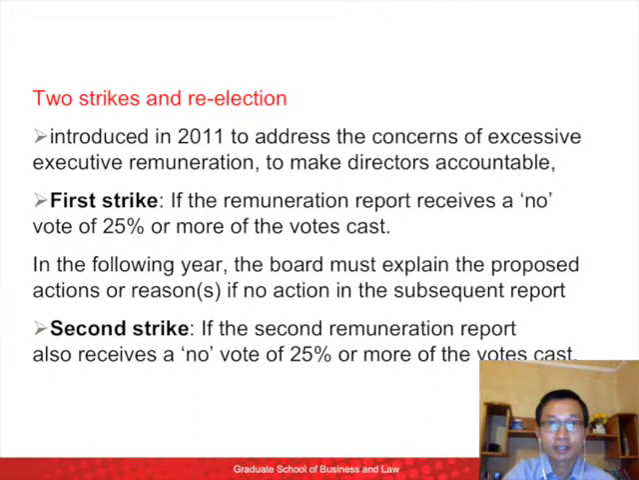Let's look at the first strike. At the company's annual general meeting, when a company's remuneration report receives a no vote of 25% or more by shareholders, then the first strike occurs. At the next year's annual general meeting, the company must include an explanation in its remuneration report of the response to the no vote. Why no action has been taken if the company has taken no action at all? If a company's subsequent remuneration report also receives a no vote of 25% or more, then the second strike occurs.